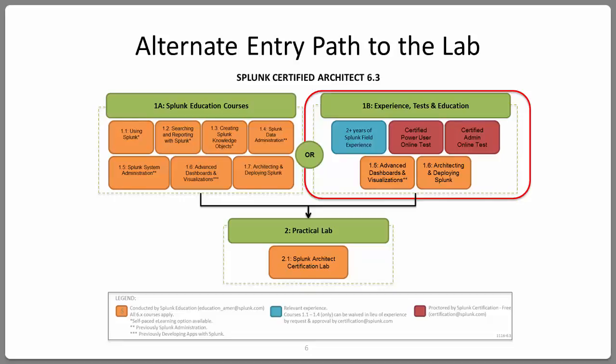You can provide the certification team with a description of your relevant experience by emailing certification@splunk.com. The certification team will assess your situation and approve your exception. Then you must pass the Splunk Certified Power User and Splunk Certified Admin tests. These tests are offered online for no fee. You must first pass the Power User test before you can take the Admin test. This allows you to bypass the first 4 courses in the certification path. Now you must complete the Advanced Dashboards and Visualizations and Architecting and Deploying courses.